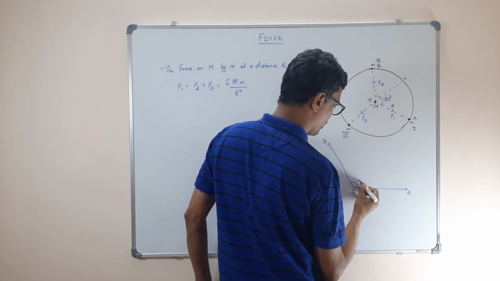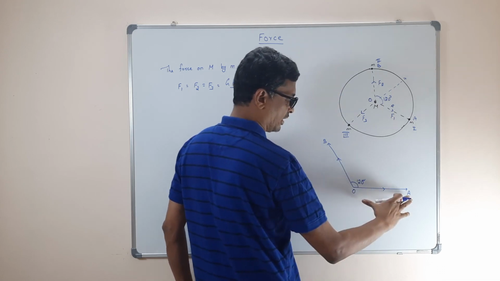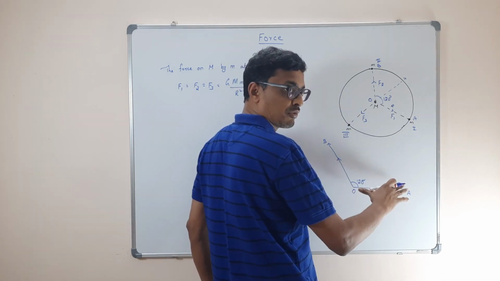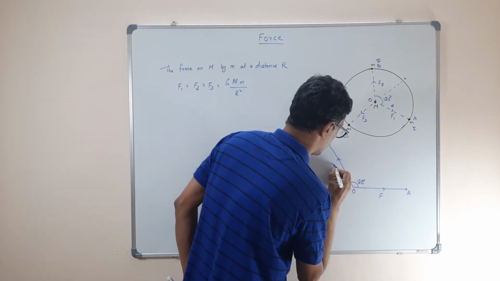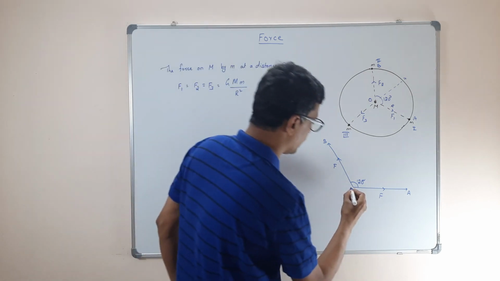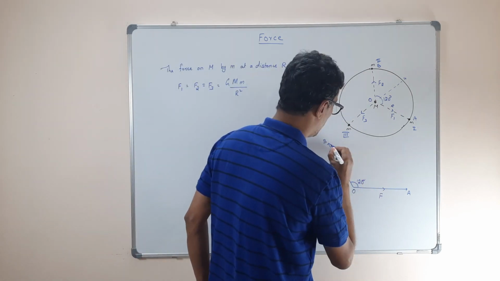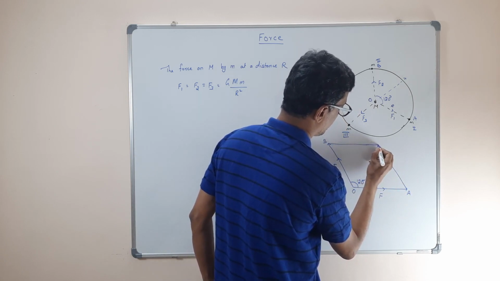So these are the two vectors. Can you tell me whether the vector lengths will be equal? Yes, because the force is the same. So let me call this F. This is also F. Magnitude is F. And now we want to find out the resultant vector. So what you do is the parallelogram law of addition. Am I right?